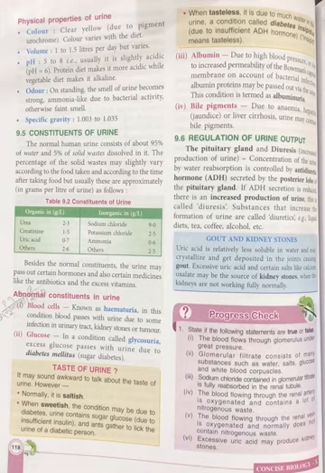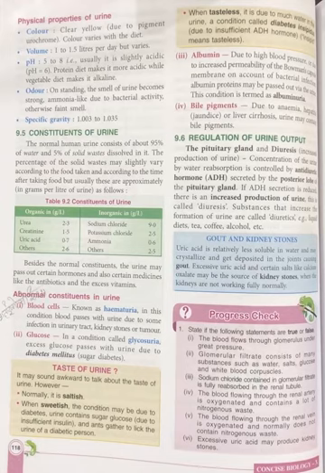The concentration of urine by water reabsorption is controlled by antidiuretic hormone, that is ADH, which is secreted by the posterior lobe of the pituitary gland. This pituitary gland is the one which controls the production of urine, and it produces an antidiuretic hormone called ADH, which is secreted by the posterior lobe of the pituitary gland.